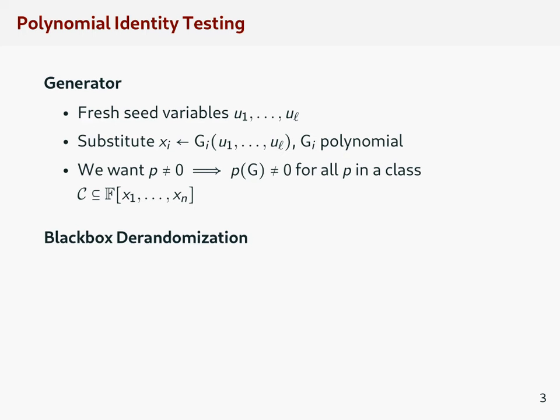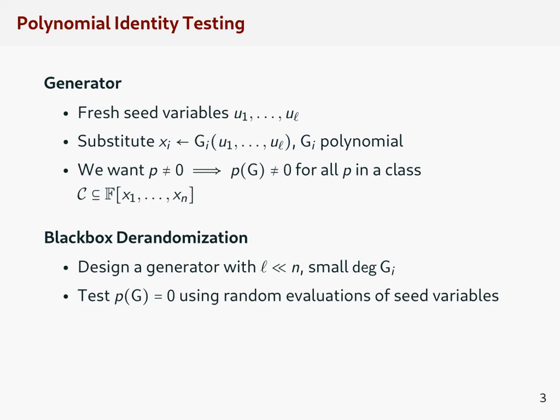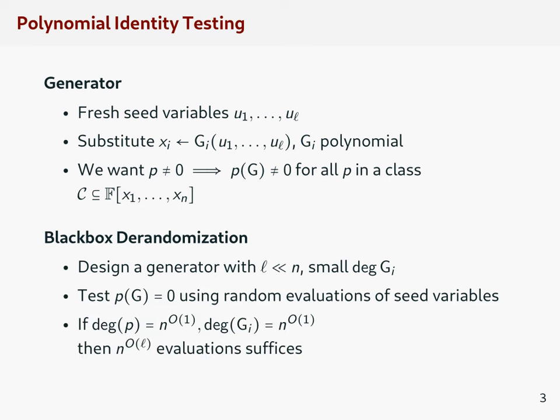Black box derandomization, in terms of generators of this form, means you design a generator and you want a very small seed length. And then you test whether this composition of p with g is zero by doing now random evaluations of the seed variables. And the point is that as long as your seed is short, this is a lot less randomness. And in particular, as long as your seed is short and the degree of all the polynomials involved are reasonably small, then you can do a trivial derandomization of this reduced randomness algorithm. And if everything's good, then only polynomially many evaluations, in fact, can suffice.